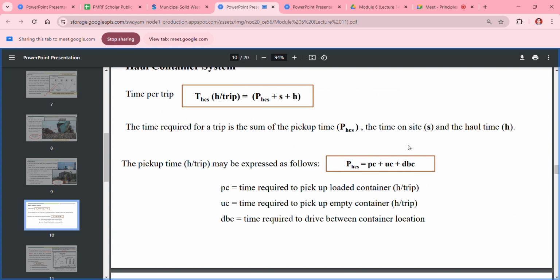The time required for a trip is the sum of the pickup time, the on-site time, and the haul time. We are not considering the off-route time in the time per trip, because we are talking about per trip. That off-route time is beyond the per trip time, because after every trip you are going to take a break as off-route time.